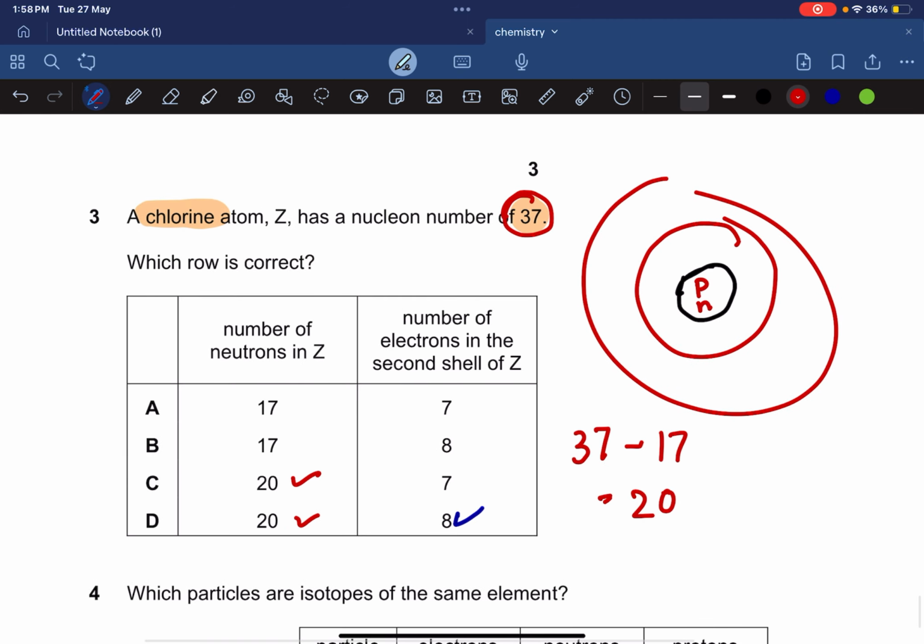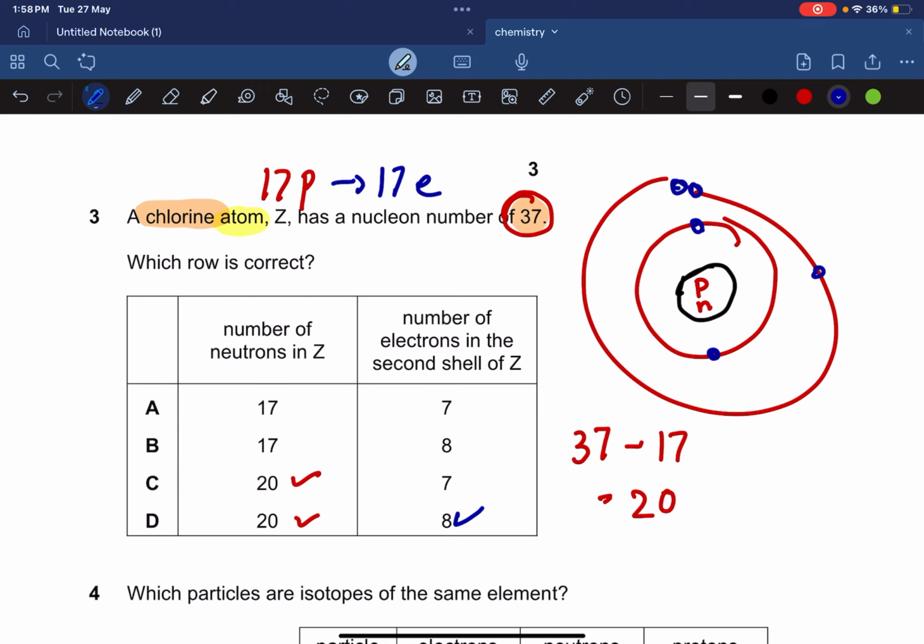Now we know that Z is going to have 17 protons. And because Z is an atom, not an ion, which is very important, it has an equal number of protons and electrons. That means if it has 17 protons, it's going to have 17 electrons as well. So let's draw the 17 electrons. The first shell is going to have 2 electrons. The second shell is going to have 8.